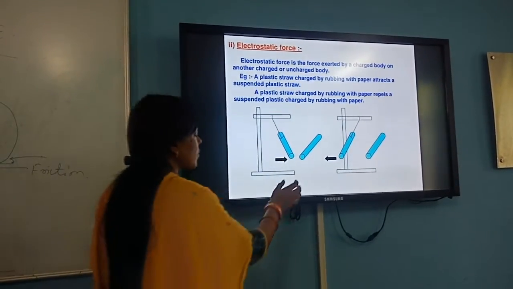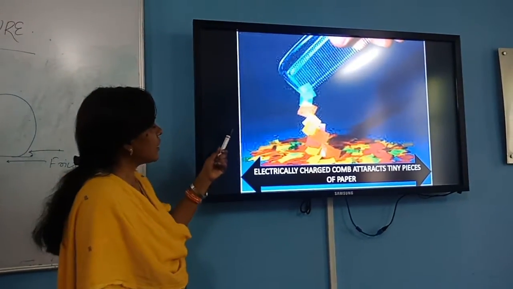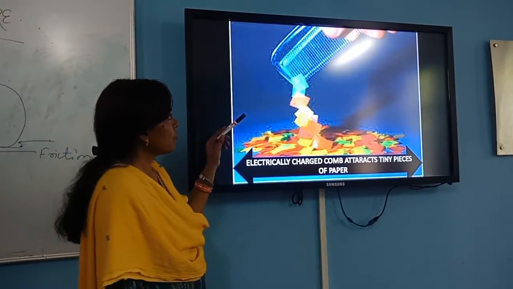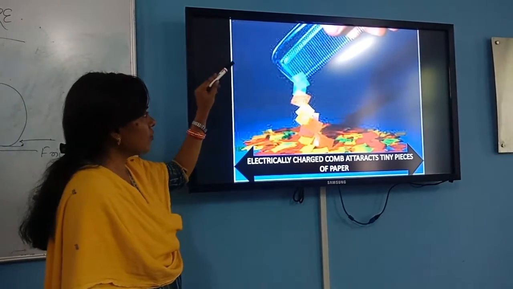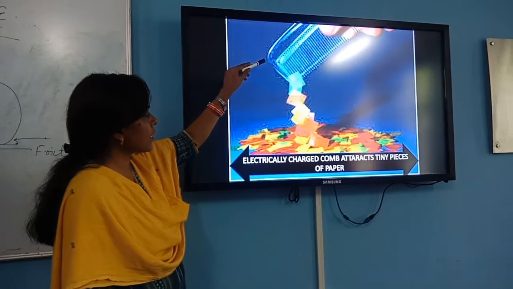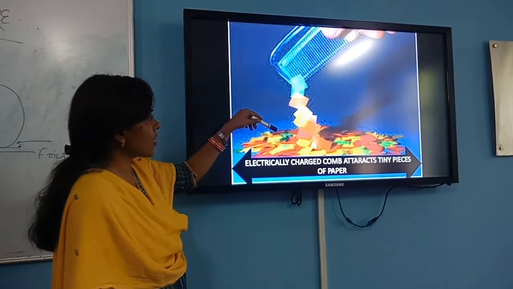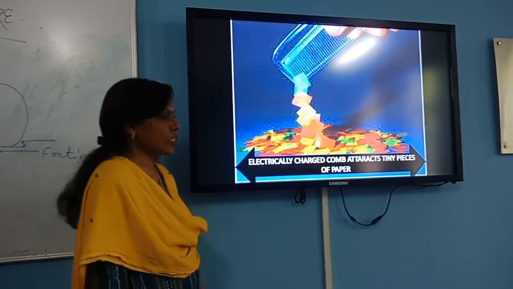Let's see another example of electrostatic force. We take a plastic comb and rub it with our dry hair. Then it becomes electrically charged, so it attracts tiny pieces of paper. The papers are uncharged. So it is another example of electrostatic force.